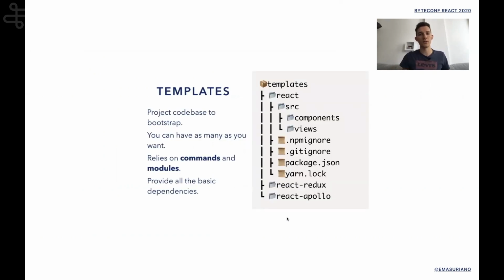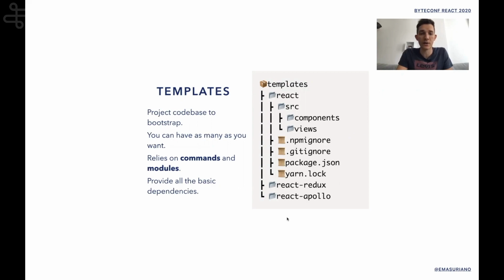Templates are the project code base that you want to bootstrap. Every time you call init, you can specify the name of the template that you want to install inside your computer. In the example on the right, let's say that they have 3 different templates: React, React Redux, and React Apollo. You can easily say yarn fscript init React Redux, and it's going to grab the content of that folder and put it in your computer inside the dependencies.